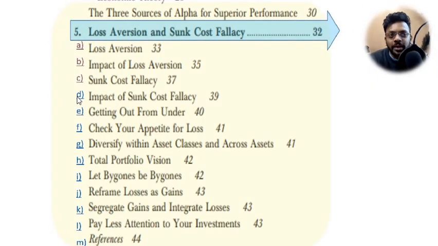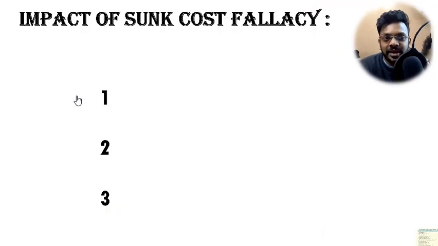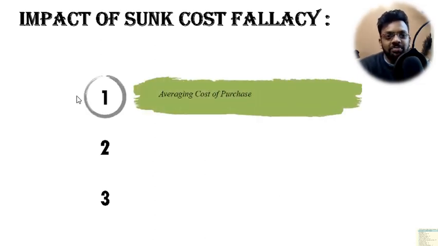So the fourth topic is nothing but the impact of the sunk cost fallacy. What are the impacts? Parag Parikh talks about three major impacts. First is the averaging cost of purchase. Exactly. When investors go wrong in the purchase of a stock, they buy more at every fall instead of booking the losses and getting out of the stock. Yeah, this is one of the mistakes which we do.